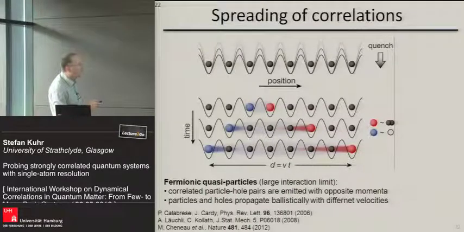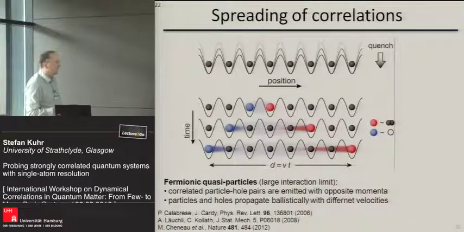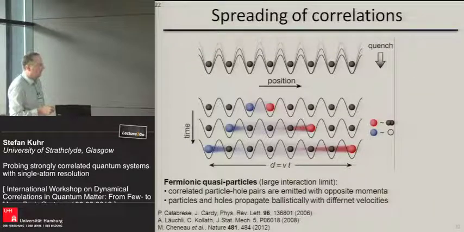These red and blue balls are the quasi-particles, so the doubly occupied sites and the holes. So this is only approximate. In reality, the doubly occupied sites have a small mixture of a hole and vice versa. But to first approximation, this is a valid picture. And you must imagine that these particle-hole pairs are emitted from every single lattice site simultaneously, and they are entangled particle-hole pairs.